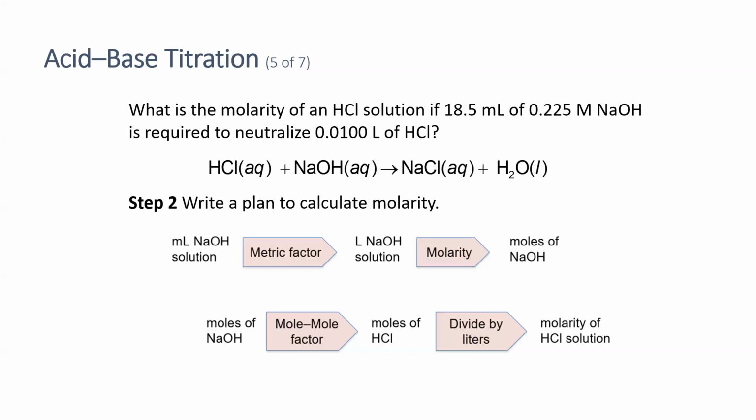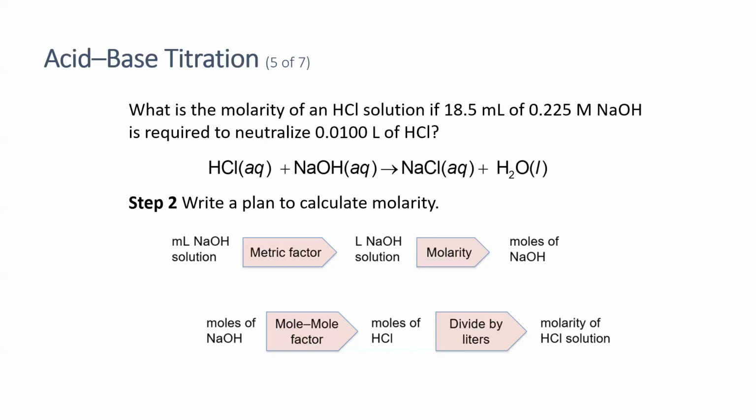In order to get the number of moles of sodium hydroxide, we need to use the molarity of the sodium hydroxide solution, which is the 0.225 molar, as a conversion factor. So we want to remember that capital M, which stands for molar or molarity, is equal to moles over liters. So moles of sodium hydroxide over liters of solution. So we'll be able to use that as a conversion factor to go from the liters of the sodium hydroxide solution to the moles of sodium hydroxide.